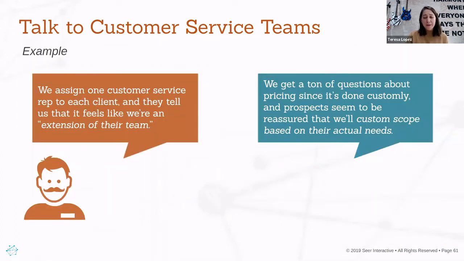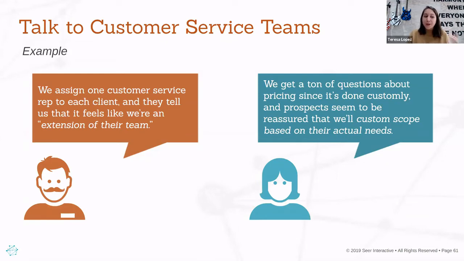So a couple examples that we've had, I've just sort of generalized these based on a lot of examples from clients. For one customer service team we talked to, they mentioned that we assign one customer service rep to each client, and they have a dedicated rep. And customers tell them that it feels like they're an extension of the team. Two things that we learned. One, we had no idea they had a dedicated customer service representative, which is huge.